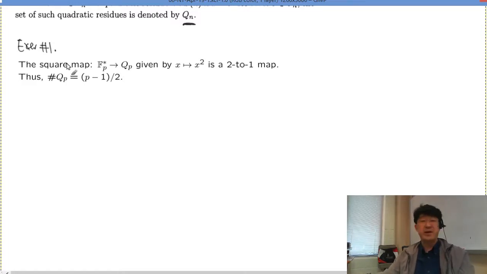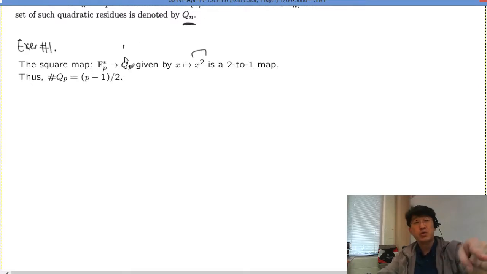All right. Finite field star. How many elements are in F_p star? P minus 1, right? We're mapping this one to Q_p. Who knows what Q_p is? Quadratic residues in that F_p star, given by x goes to x squared. Is this well defined? How do we know it's well defined? Because we squared it, right? Obviously, if you square it, it is a quadratic residue, right? So our codomain is well defined.